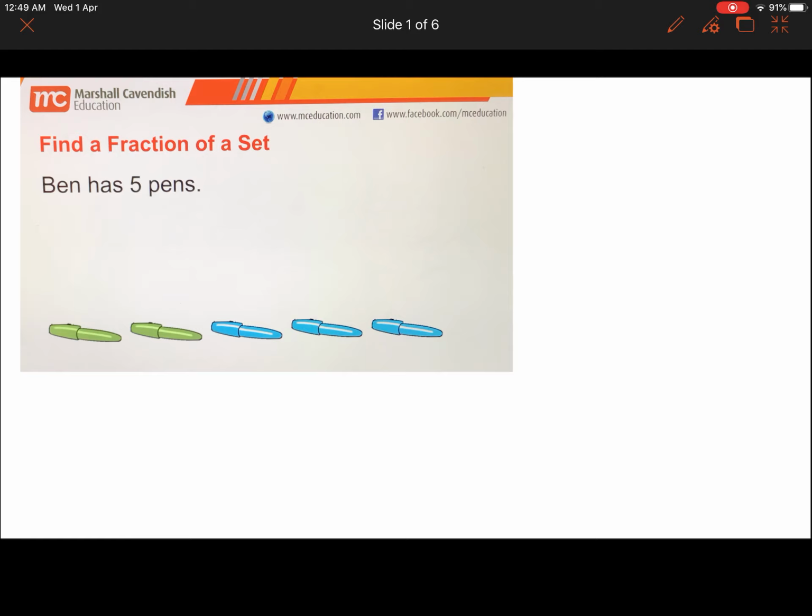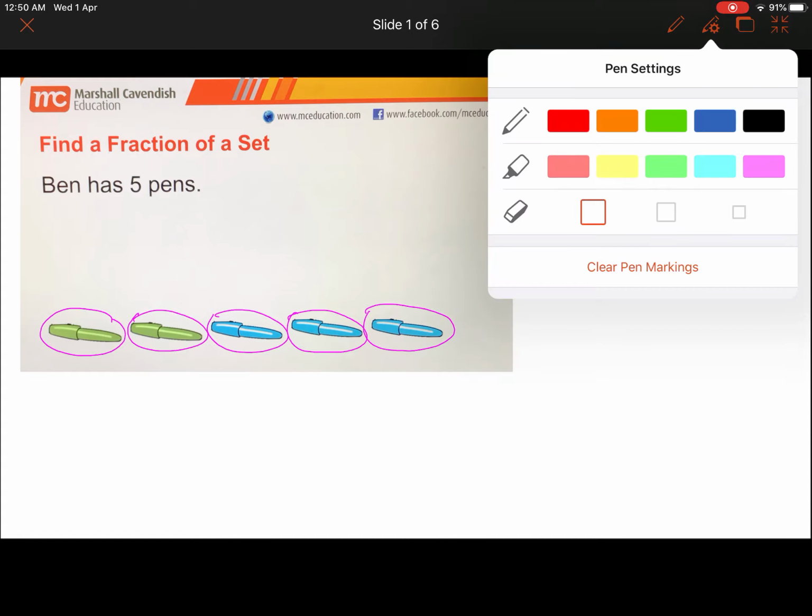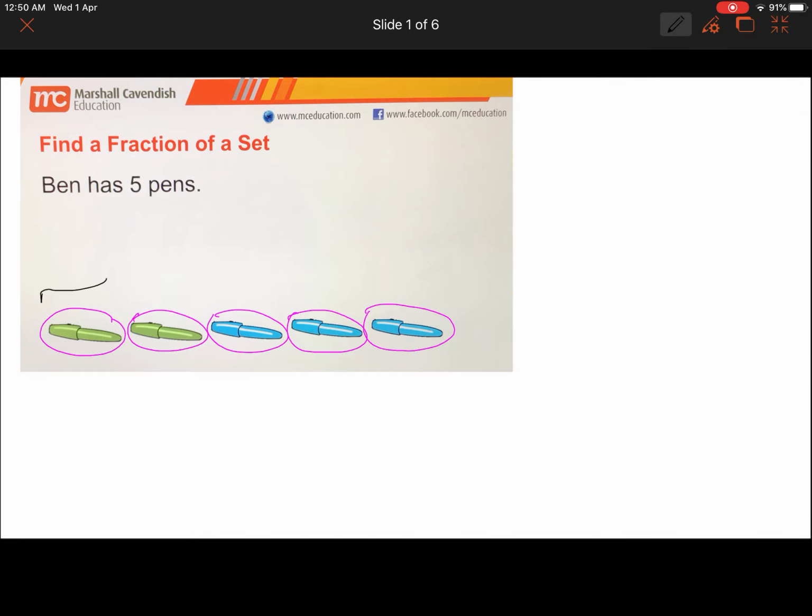So this means 1 group, 2, 3, 4, 5. If we were to find out the fraction of green pens, we will realize that out of the 5 pens, 2 out of 5 pens are green.